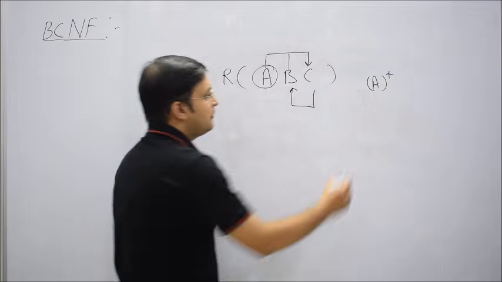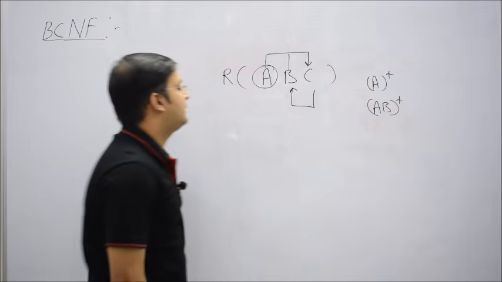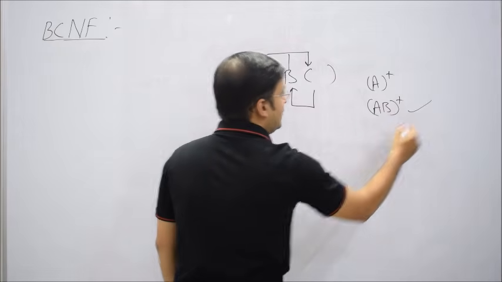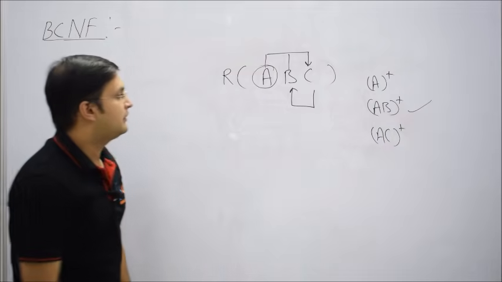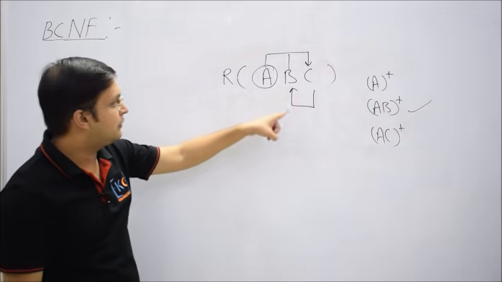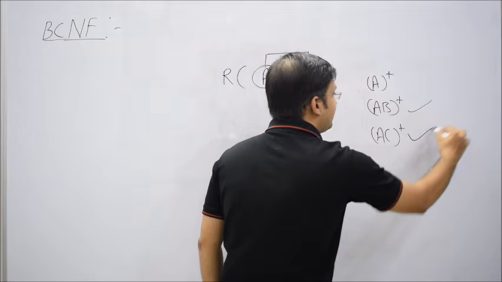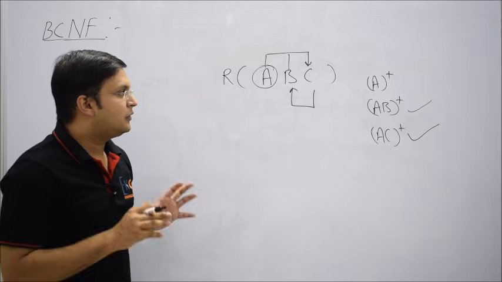Now let me try combinations. Can I say AB is a candidate key? The answer I think is yes, because directly from AB you find what? C. Cool, that is okay. Now let me check another combination. Is AC a candidate key? The answer is again yes, because from C alone you can find B, and you find everything because only 3 attributes are there. So the answer is yes. So now you understand there are only 2 candidate keys.